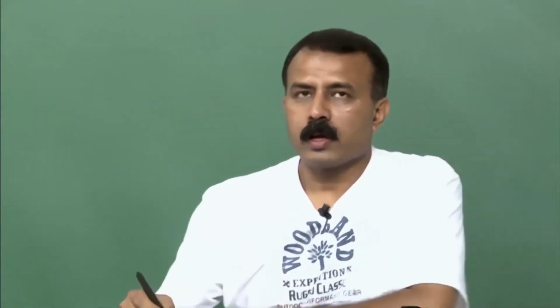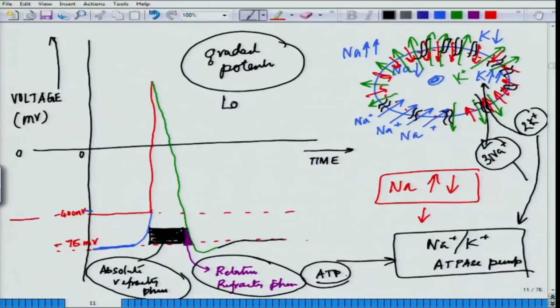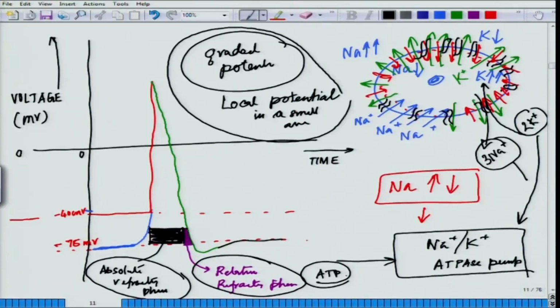But before I move on, you will come across another terminology called graded potential. And what is graded potential? Graded potentials are local potentials. They are very, very local. Always remember this. These are very, very local potentials which function in a small area, whereas action potentials, once it starts, it spreads all the way through. It is all or none.